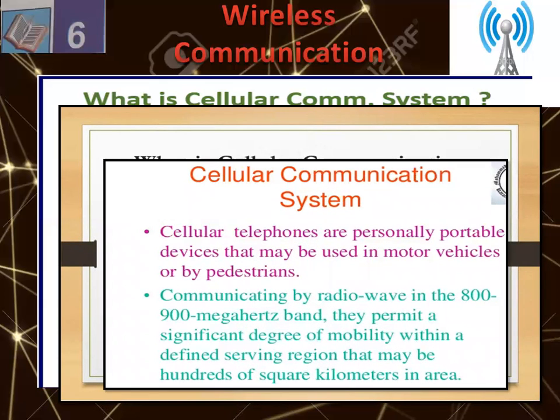Cellular telephones are personally portable devices that may be used in motor vehicles or by pedestrians. Communicating by radio wave in the 800 to 900 MHz band, they permit a significant degree of mobility within a defined serving region that may be hundreds of square kilometers in area.